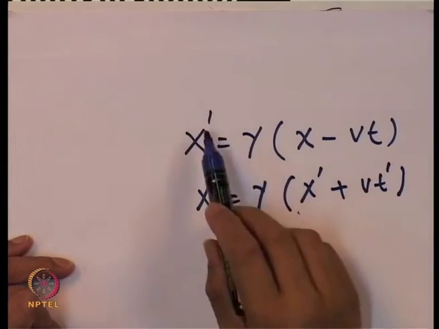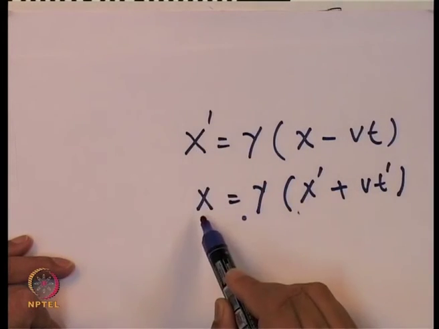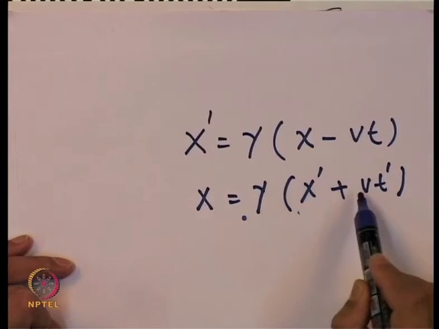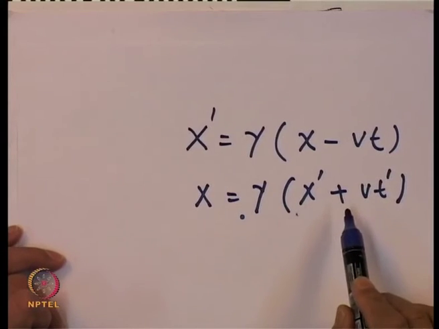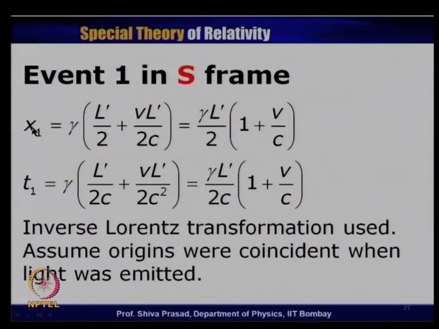So, we said the prescription is: change unprimed to prime and prime to unprimed, and change the sign from minus v to plus v. So, this is my inverse Lorentz transformation. I use it here to find that x1 is given by gamma times (L prime by 2 plus V times L prime by 2c). This is my value of x prime, and this is the value of my t prime, L prime by 2c. So, what we have written is x prime plus Vt. I take gamma L prime by 2 out of this, so this becomes gamma L prime by 2 multiplied by (1 plus V by c).